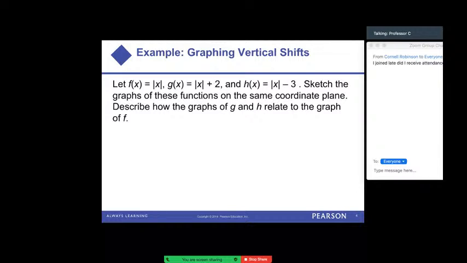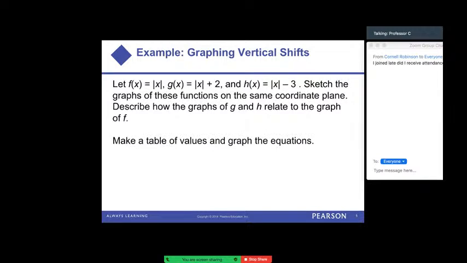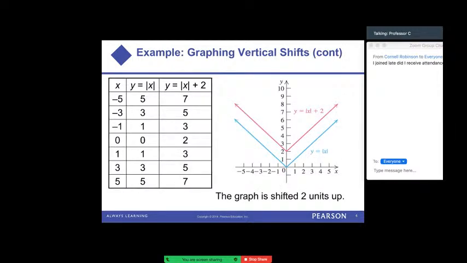So to introduce, we're going to make a table. Choose some x values, find the corresponding y's. We chose these x values from -5 to 5, and then we plug those x values into the basic function, absolute value of x, and also into the transformed function, absolute value of x plus 2. So the absolute value of -5 is 5. Then if we add 2 to that, we get 7. So on and so on.